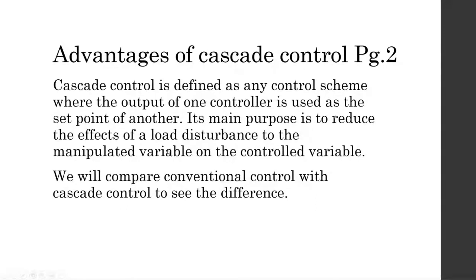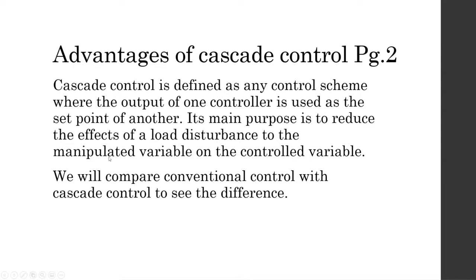Cascade control, by definition, is any control scheme where the output of one controller is used as the set point of another. Its main purpose is to reduce the effects of a load disturbance to the manipulated variable on the controlled variable. So if we look at our steam exchanger example, the idea of someone in the plant taking some of the steam away from our plant, creating load disturbance to our plant, which could cause the oil temperature of our product to go down, that can be a problem. With normal control, you won't notice that until your oil temperature starts to drop generally, and cascade kind of closes the door on that potentiality happening.